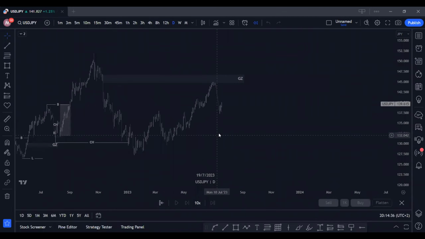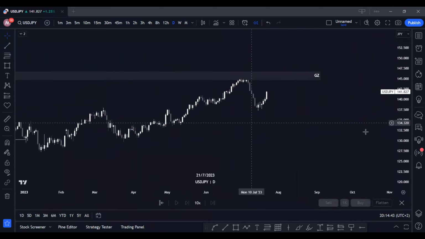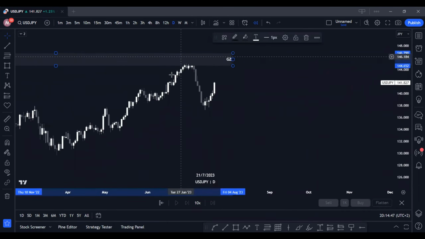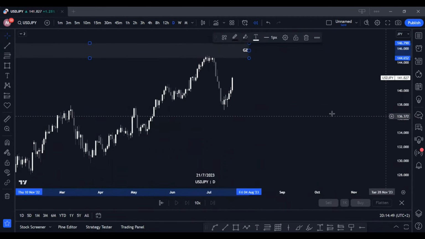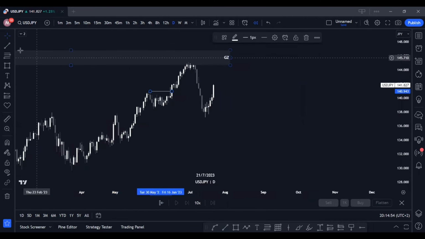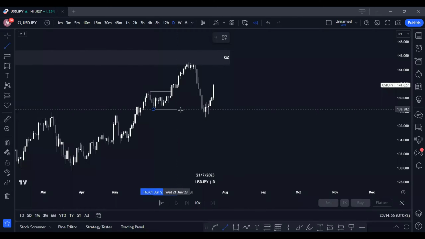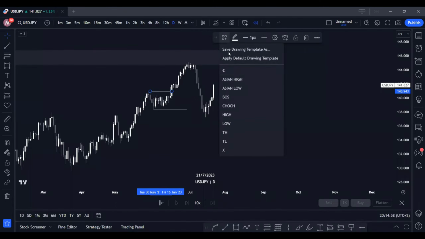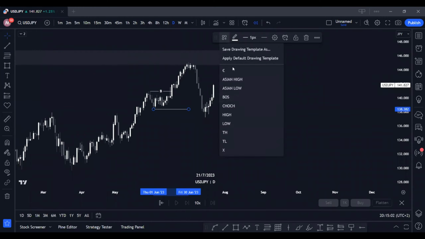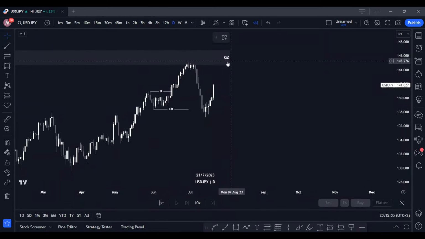Okay, so now we have this. So this is what we have right now. Price tapped us into our golden zone entry, and we have this break of structure here and this change of character here. Okay, we have this break of structure and this change of character, so this is going to be our confirmation entries.